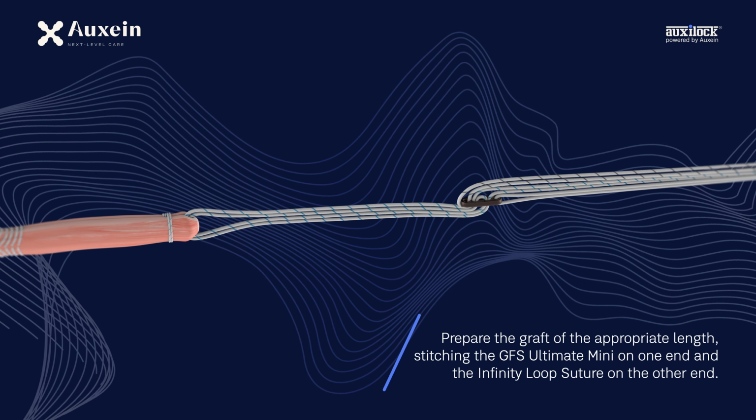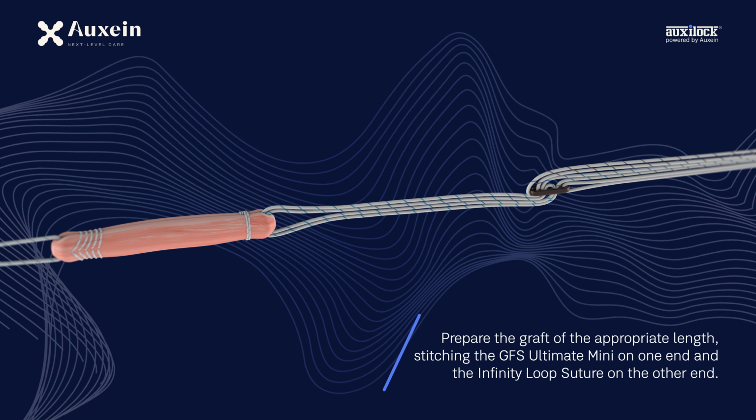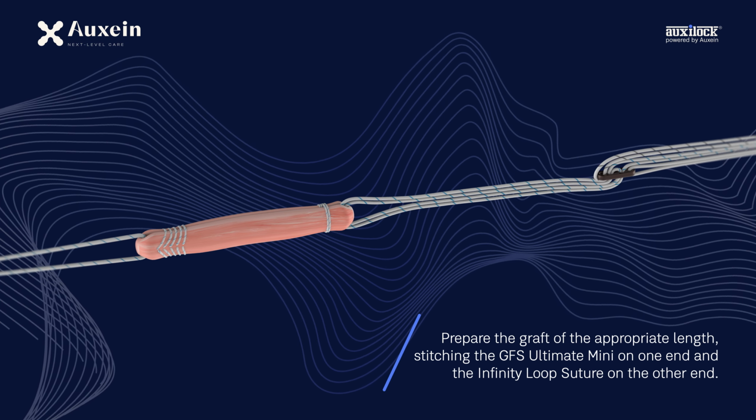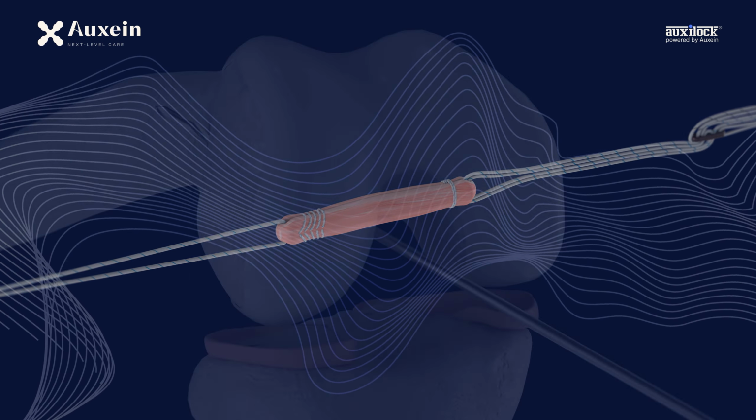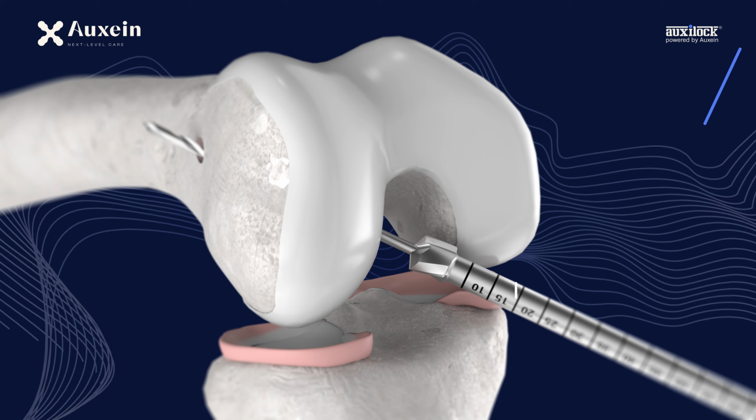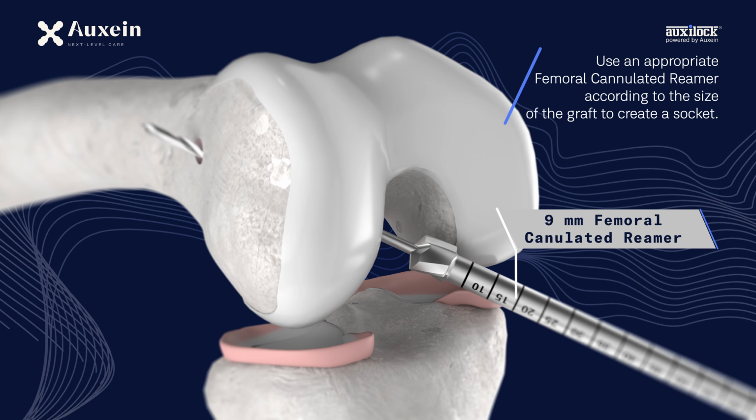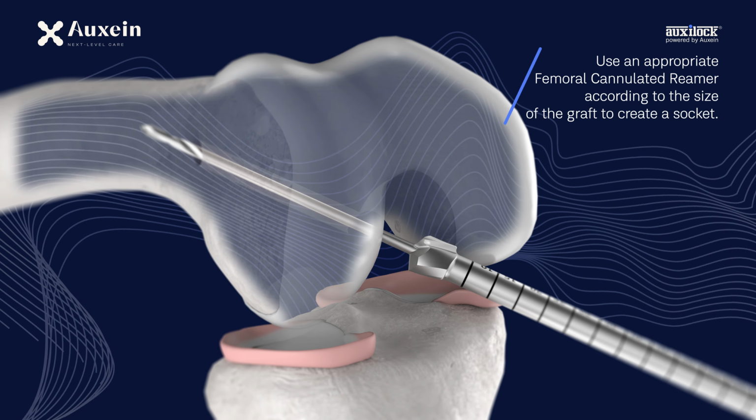Prepare the graft to the correct length, stitching the GFS Ultimate Mini on one end and the Infinity Loop suture on the other end. Use appropriate femoral cannulated reamer according to the size of the graft to create a socket.